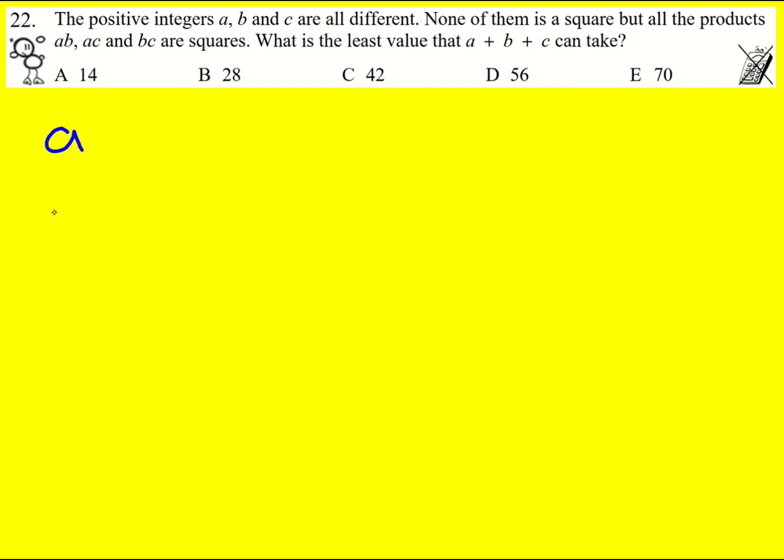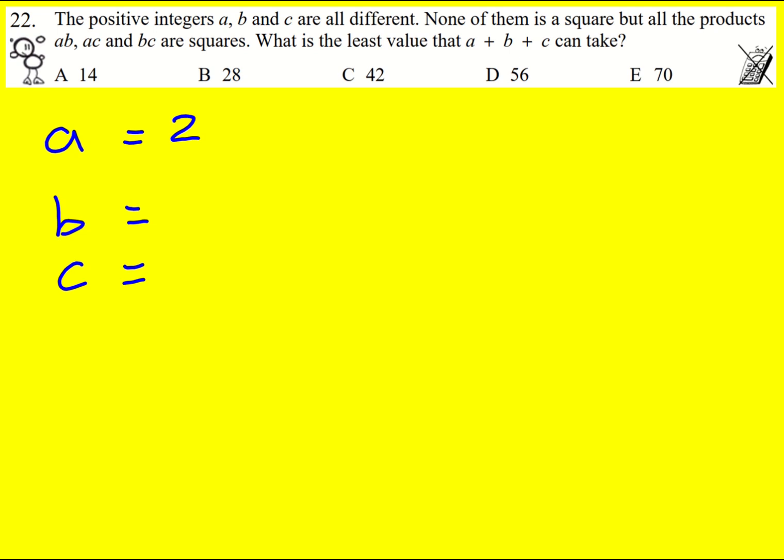The way I thought about this was to have A, B, and C. None of them are square numbers, but when I times them together, I need to get a square number. So I want to make them as small as possible as well. So why don't I try and let A equal 2? That seems to be a good shout.